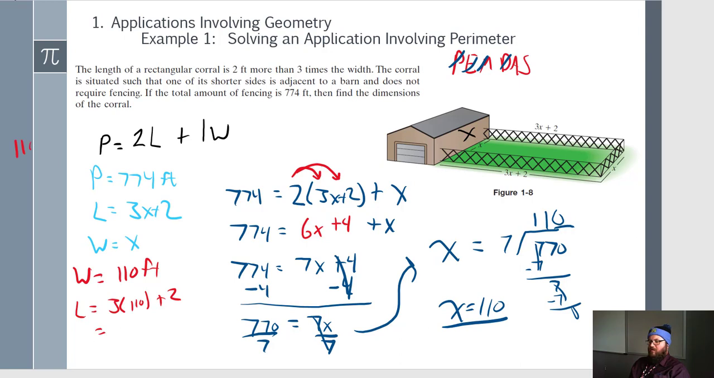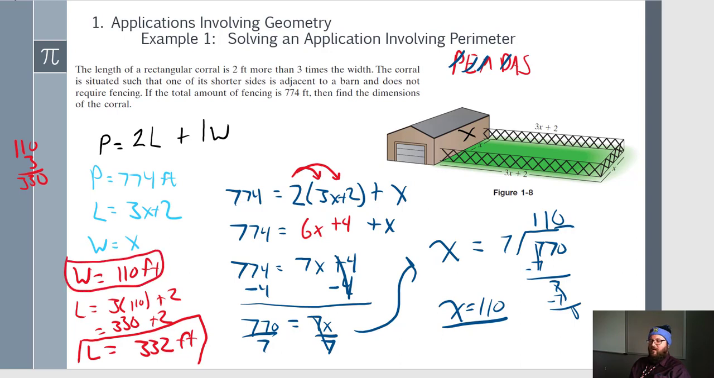So I'll write over here, 110 times 3. So 3 times 0 is 0, 3 times 1 is 3, and 3 times 1 is 3, so we should get 330 plus 2. So we should get 332. So 332 feet is your length. So for our length, we got 332. And for our width, we got 110. Those are the answers to that one.